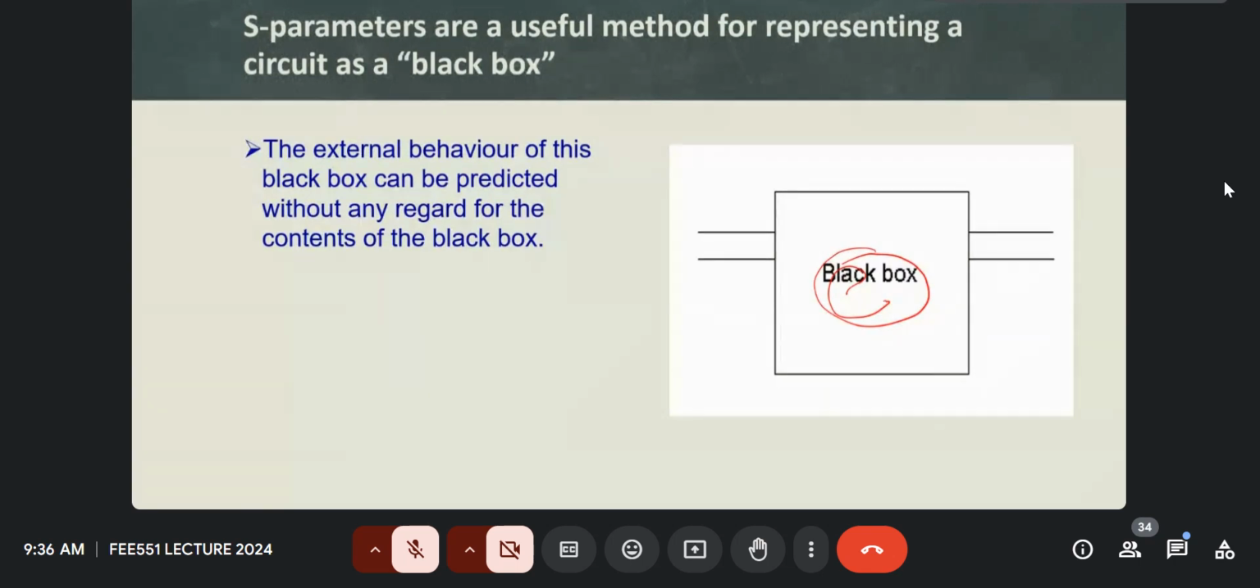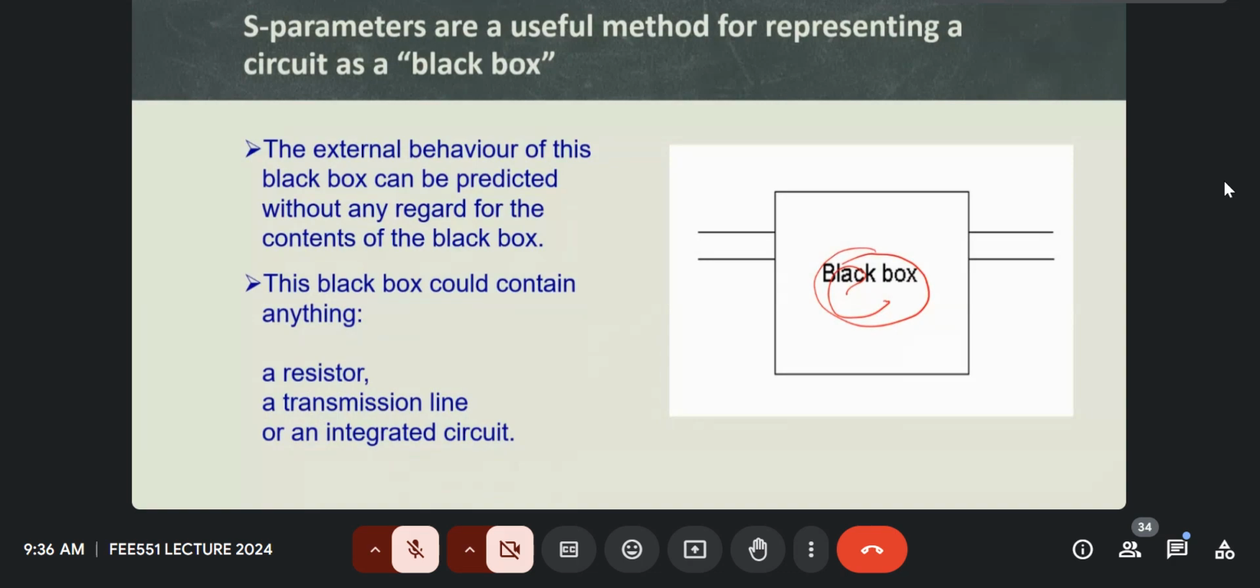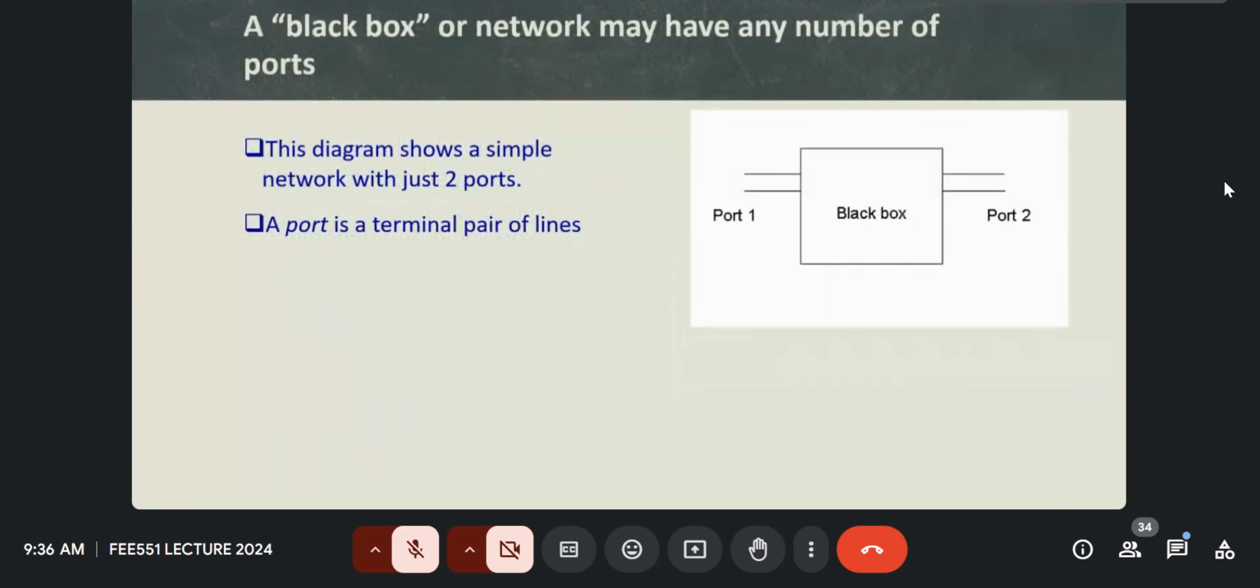From Abel's presentation, he had a network analysis. The black box will contain a resistor. I hope I'm still audible because I think the internet is bad. Maybe someone could tell me if I'm still presenting. Okay, the black box could contain a resistor, a transmission line, or an IC. But in the case of S parameters, it could be considered as a transmission line.